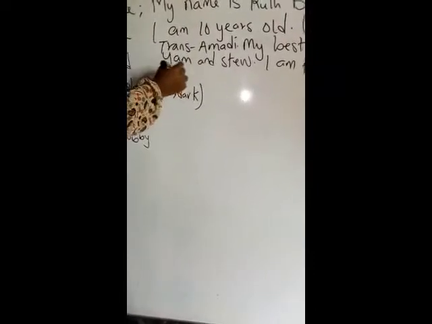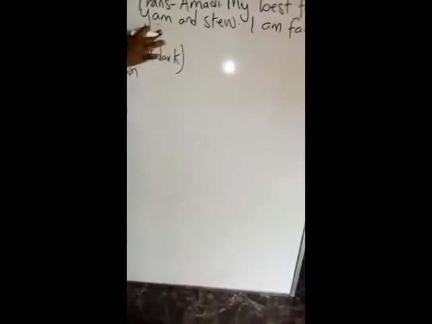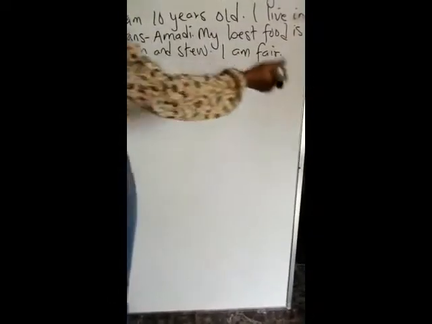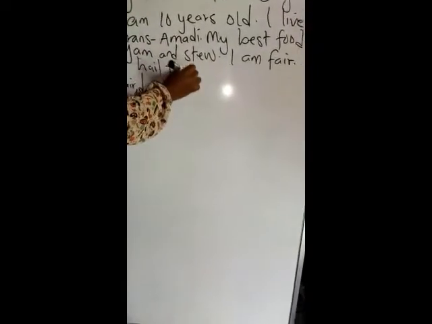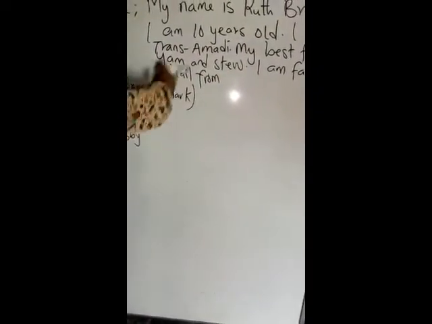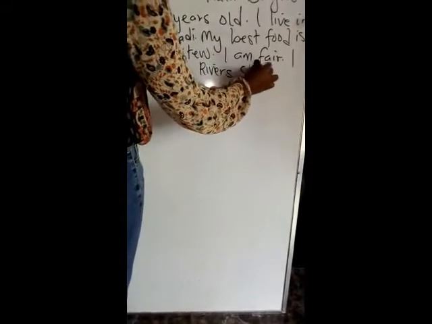Now, the name of my state. What's your state? Or you can say I come from, or I hail from, or the name of my state is, or I am from. Okay, let me use I hail from. You can write your state or your town. I hail from Rivers State, Port Harcourt. Rivers State, or I hail from Port Harcourt.